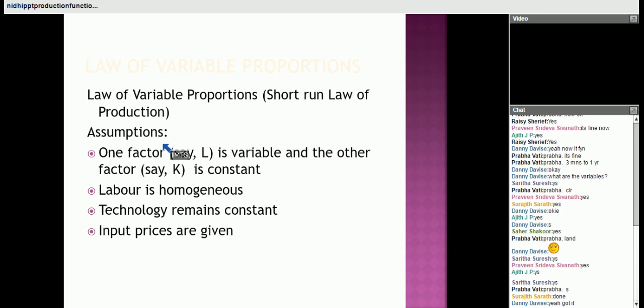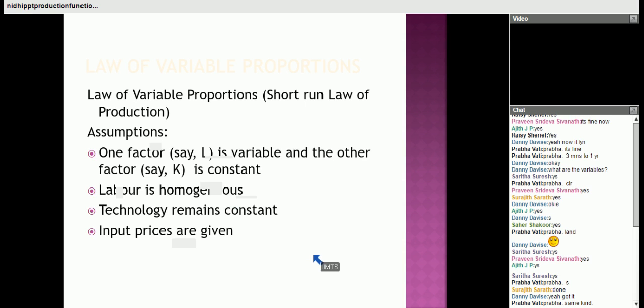Now, what are the assumptions of this law? It says that one factor, say L, where L denotes the labor, is variable and the other factors are constant. Labor is homogeneous, technology remains constant, and input prices are given. Labor is homogeneous; this was explained yesterday. So can you just tell me, Kelvin, Prabha and Seher, what is the meaning of this? Labor is homogeneous.